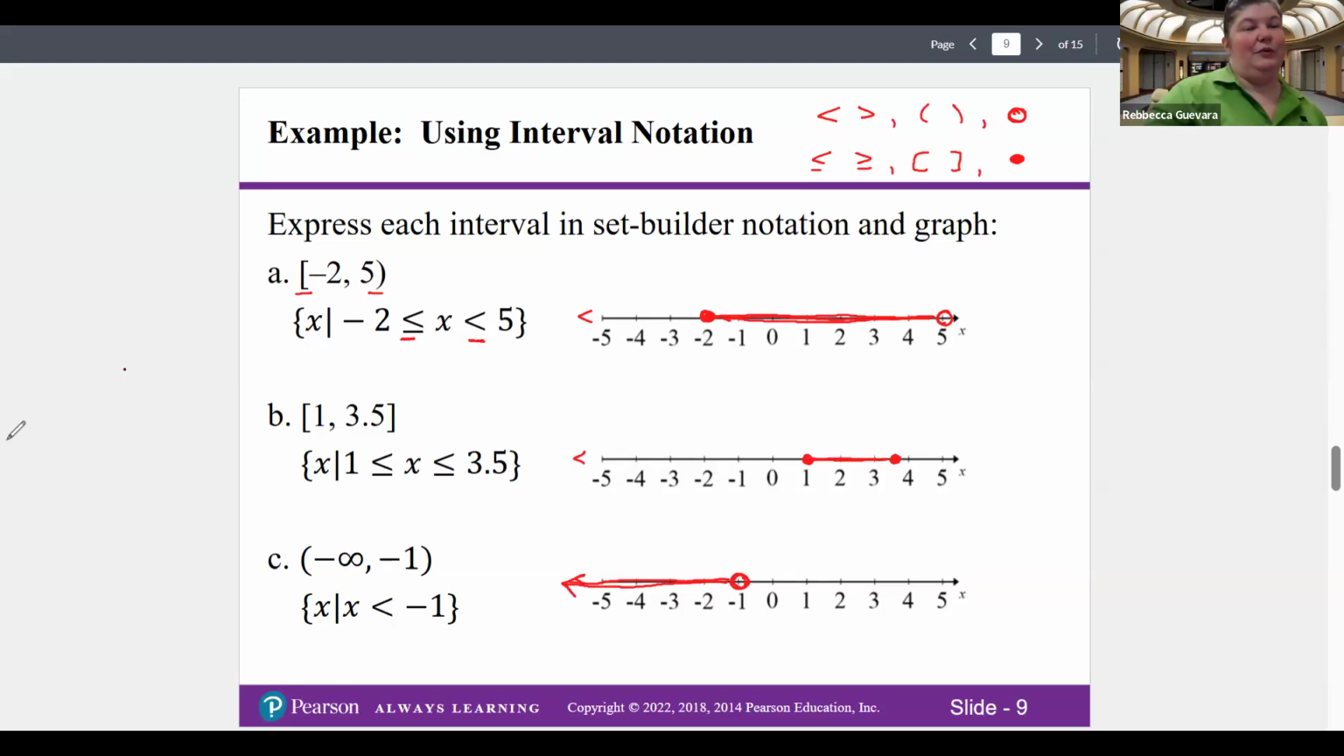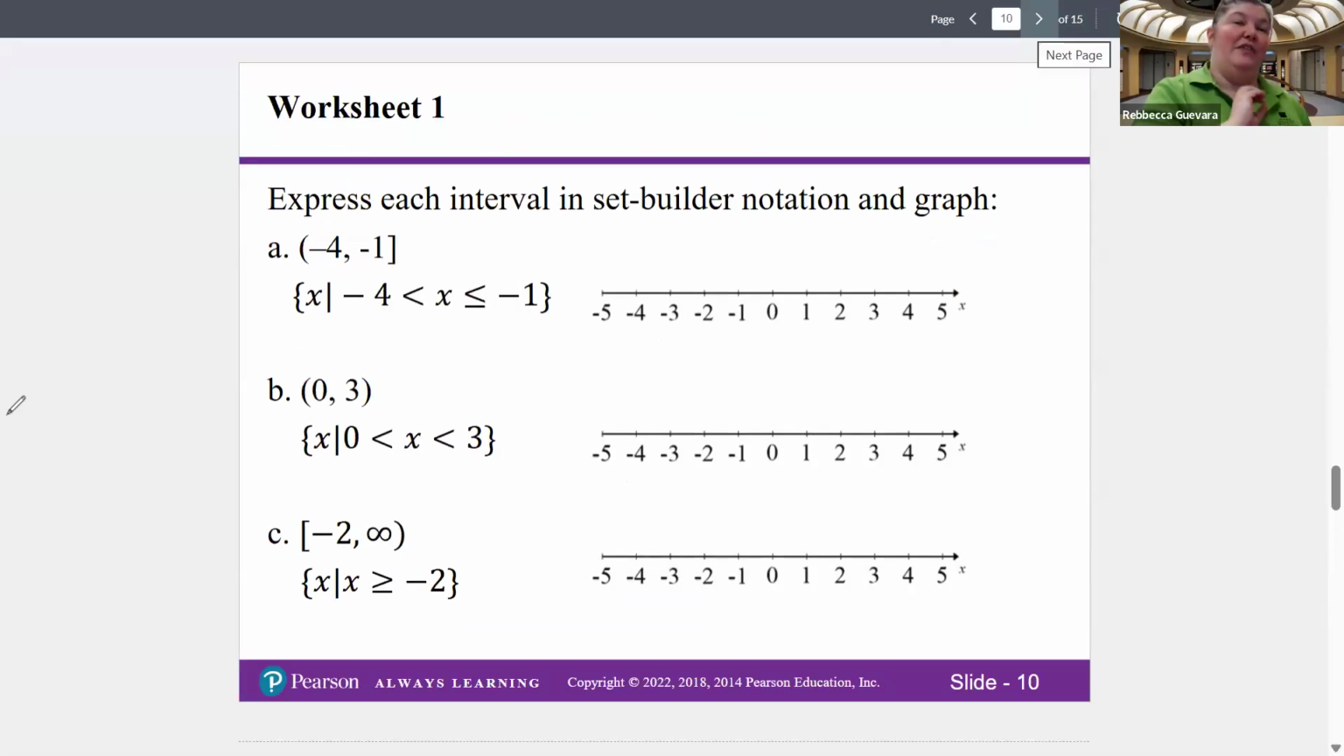Like I said, just kind of a quick review here, because we're going to use a lot of interval notation when we're talking about inequalities. Take a moment yourself and just graph these sets. So we have parentheses -4 to -1 bracket. We have an open interval from 0 to 3. And then we have an infinite interval. So bracket -2 running to infinity.